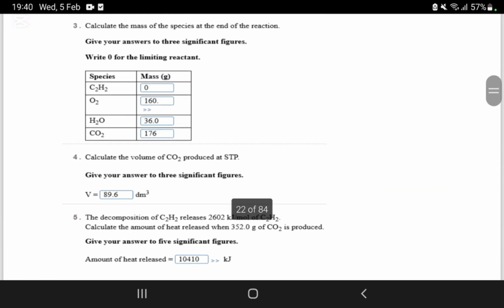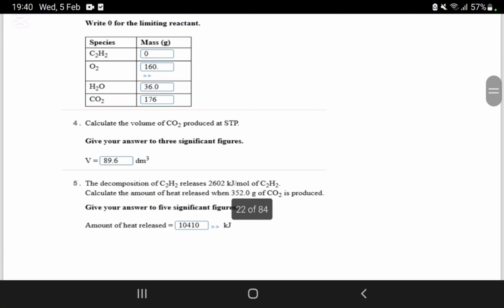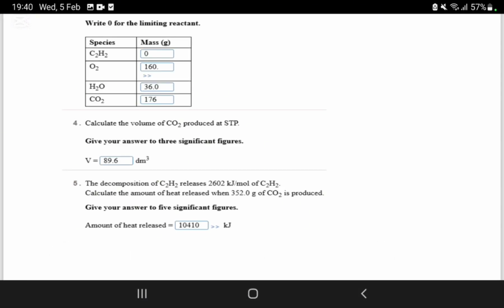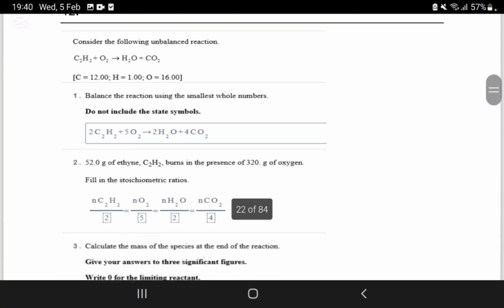Okay, so after we find that out, we need to find the volume of CO2 at STP. Are we on the correct question?